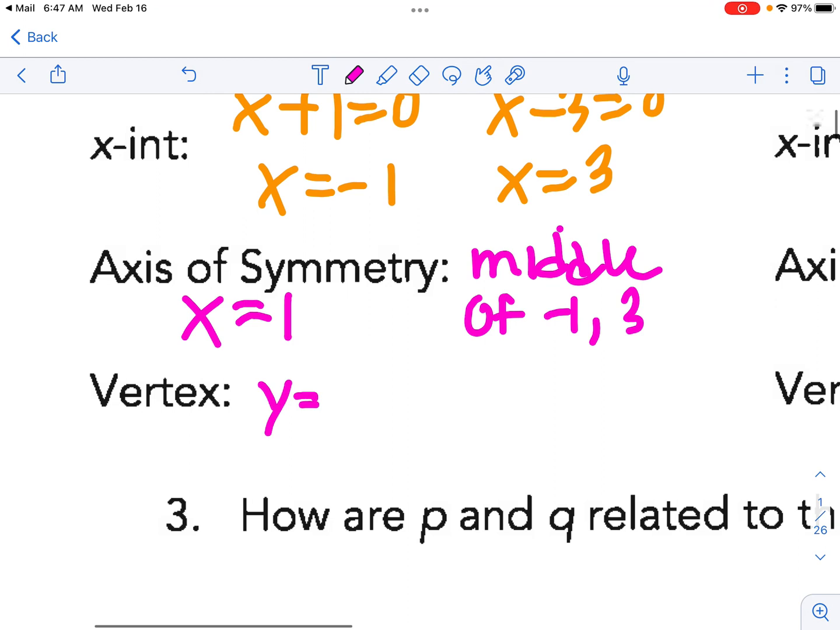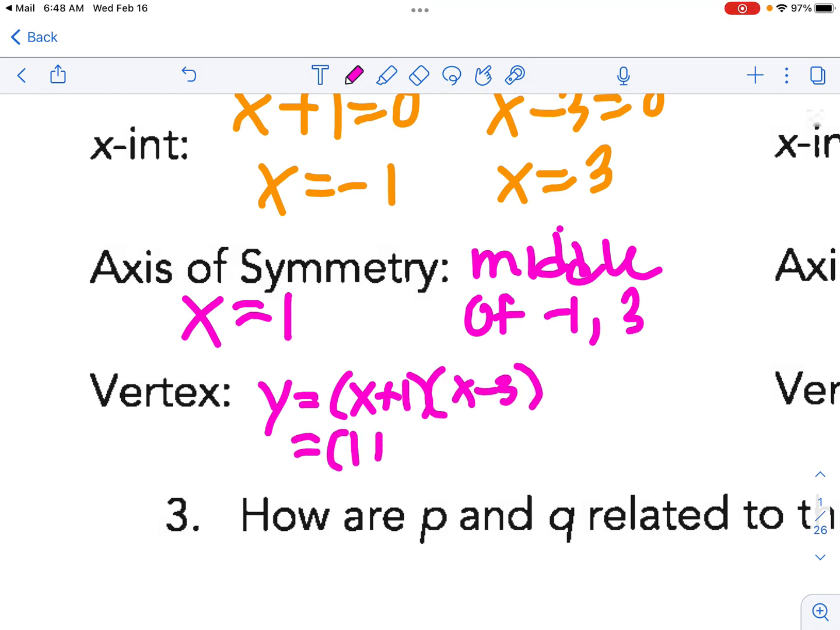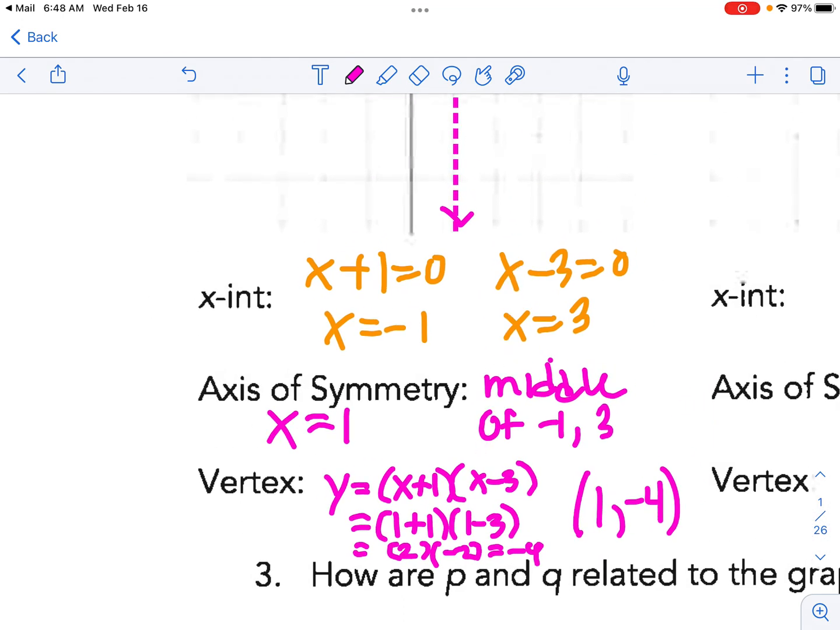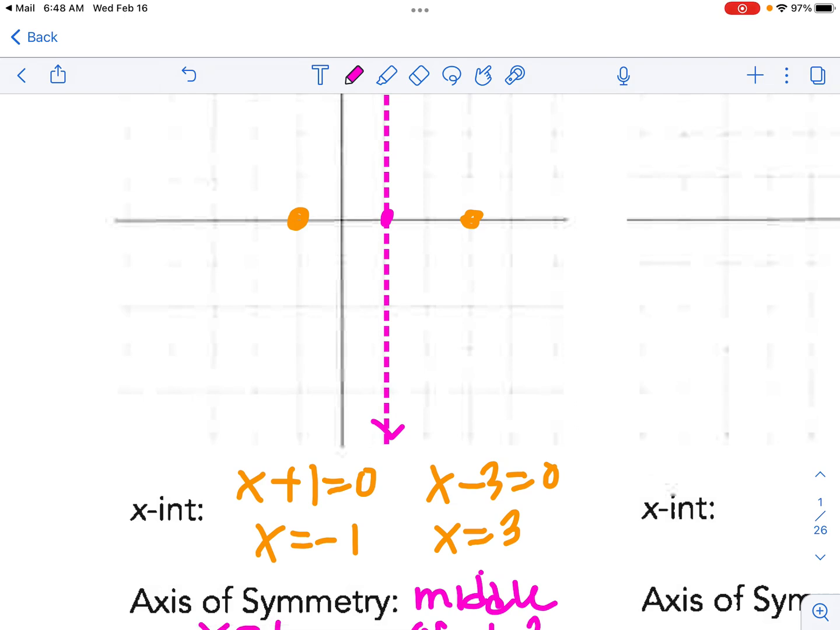So x plus 1 times the quantity x minus 3, we're going to put in 1. So we got 1 plus 1 times the quantity 1 minus 3. And so we know the y-coordinate of that vertex is, what would that be? That would be 2 times negative 2, which is negative 4. So the y-coordinate is negative 4, the x-coordinate is 1, so our vertex is 1 comma negative 4. So we know, 1 comma 1, 2, 3, 4, there's our vertex.